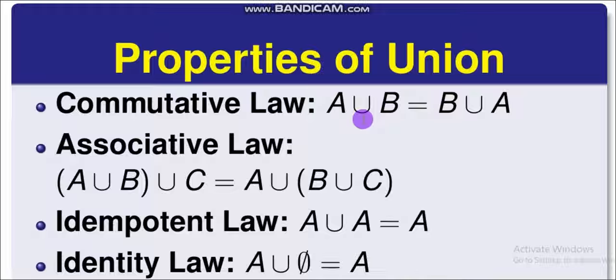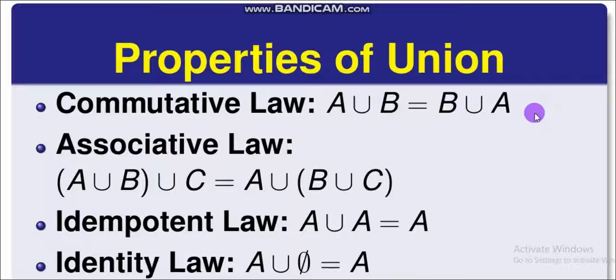It's just like multiplication. Assume this A is 2 and this B is 3. So 2 times 3 will give me 6. If I interchange them so that B is here, A is here, then I will have 3 times 2. And 3 times 2 will again give me 6. It will not change. We call this property commutative law.